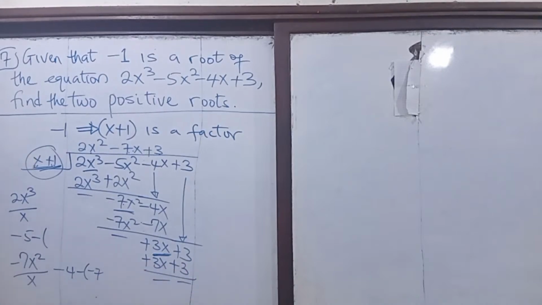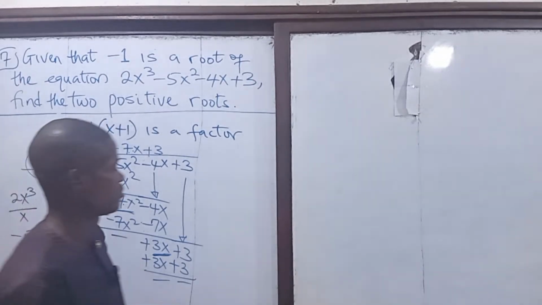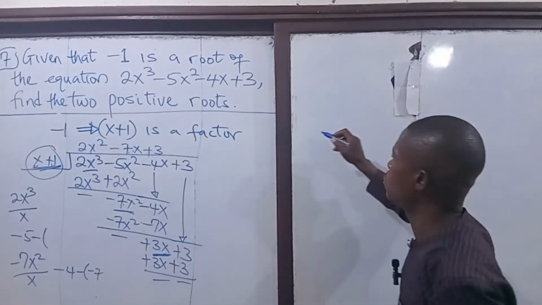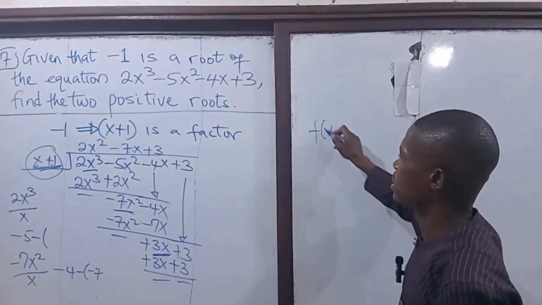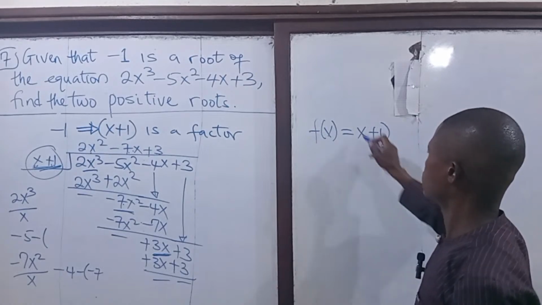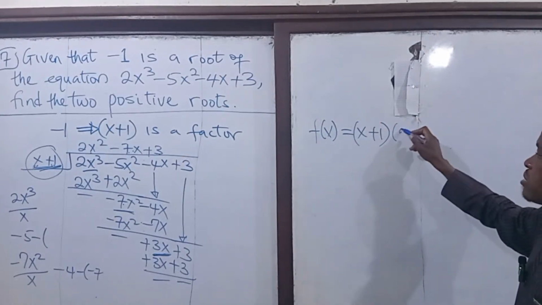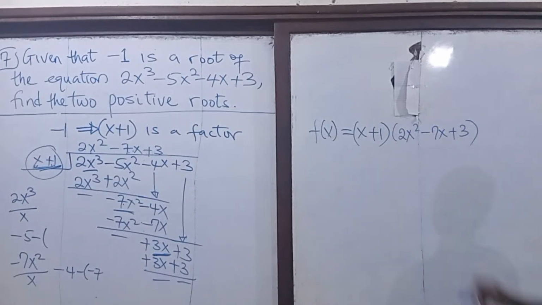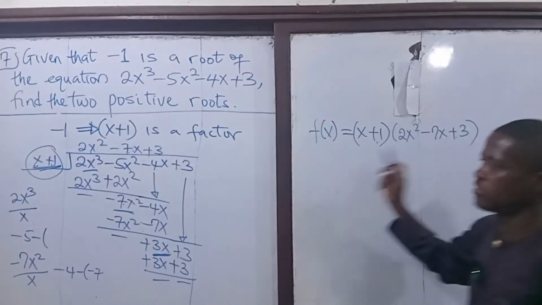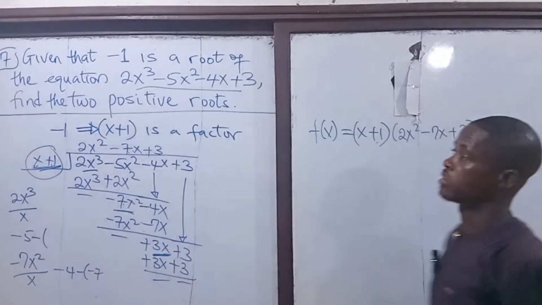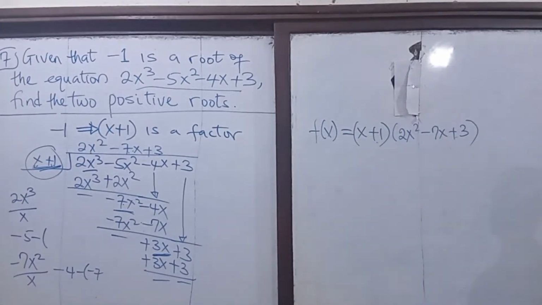You have 0. So if x plus 1 is a factor, the remainder must be what? Must be 0. So that one is done. The polynomial is now equal to x plus 1 times the quotient, 2x squared minus 7x plus 3. If you multiply these two expressions, it's going to give you back your equation, 2x cubed minus 5x squared minus 4x plus 3.